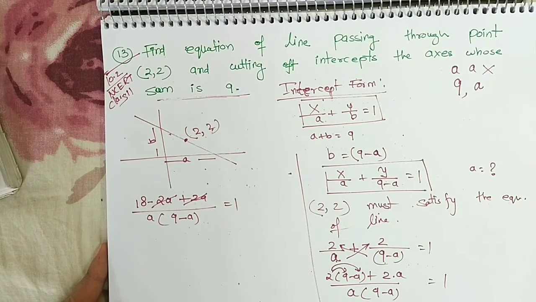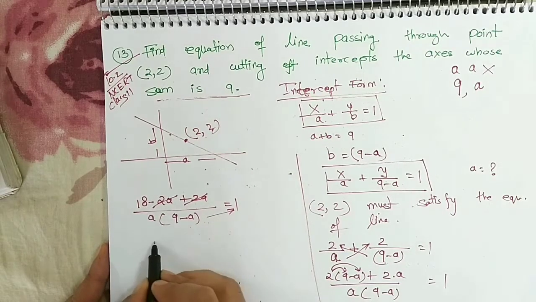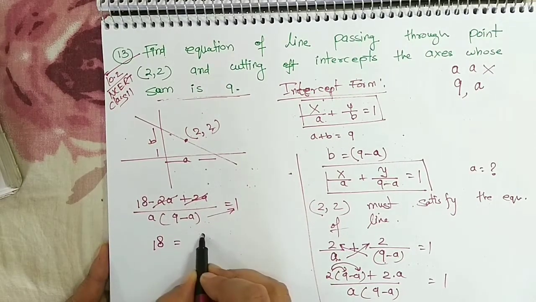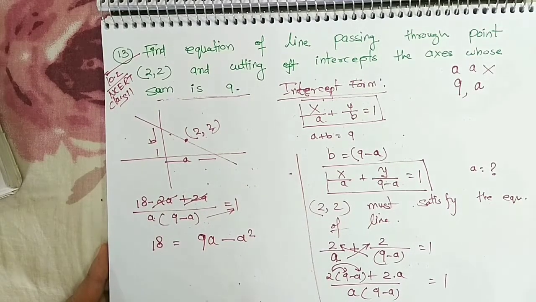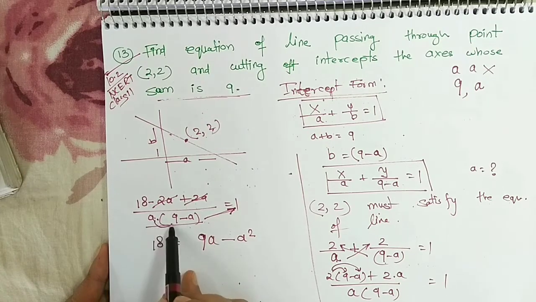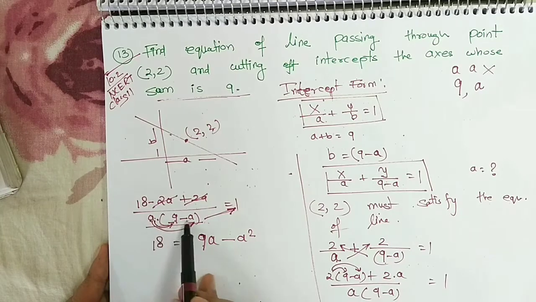So what equation am I getting? I will take this here. 18 is left here. So I can write 18 is equal to 9a minus a square. What I did: I took this to this side and I am multiplying a with this and a with this. So 9 into a is 9a and a into a is a square.